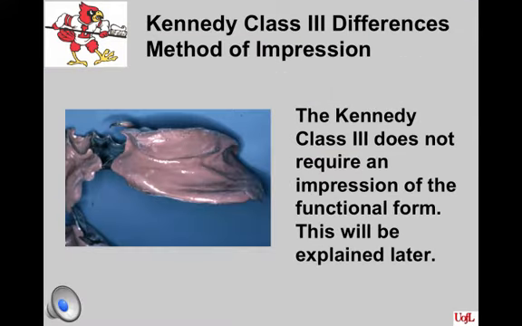Another one of the differences between the Kennedy Class 3 and 4 from the Kennedy Class extension-based designs, which are the 1 and 2, is the method of impression making. The Kennedy Class 3 does not require an impression of the functional form. This will be explained later when we talk about altered cast procedure, which is performed on extension-based areas of the Kennedy Class 1 and 2.